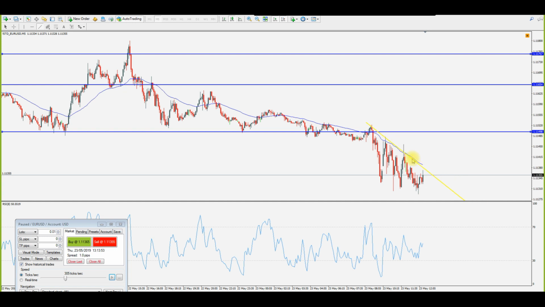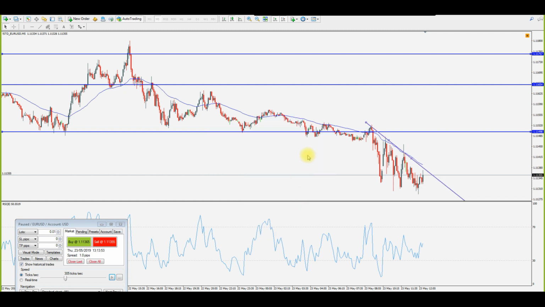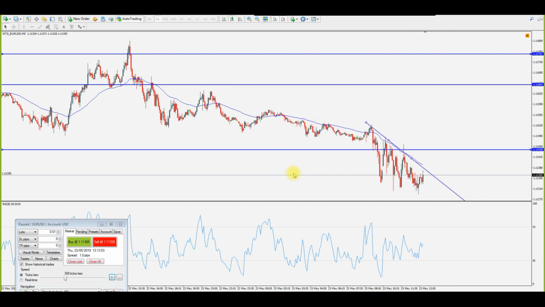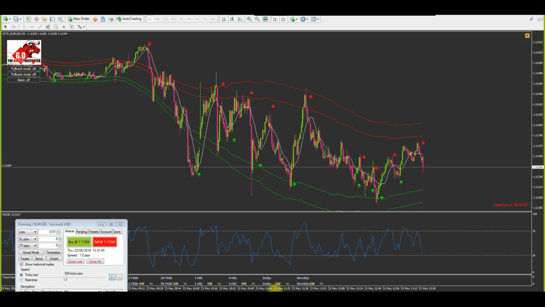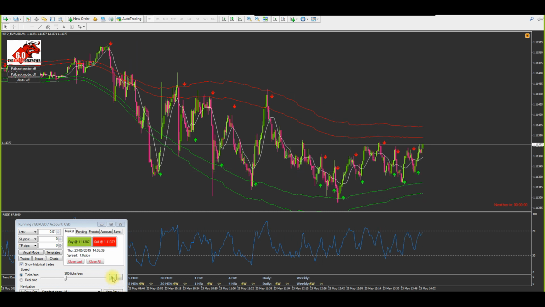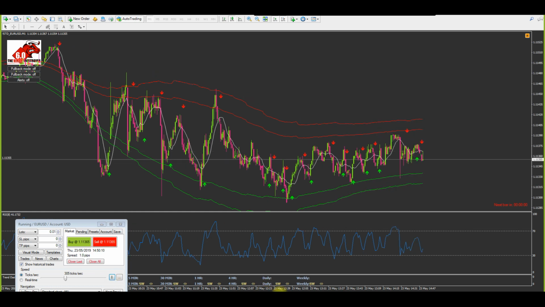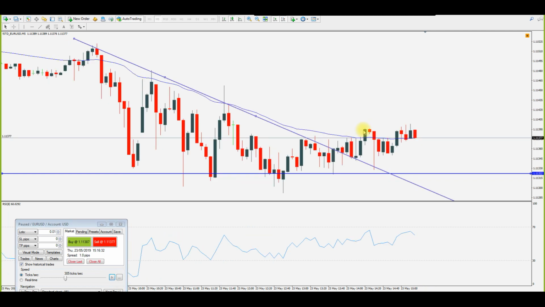Bang. Make that a different color so you can actually see it. Timeline properties. Make that blue so you can actually see it. Look at that. A falling wedge shape. Let's see what happens here. Go back to the 1 minute. Look at that, right? Look at that textbook.